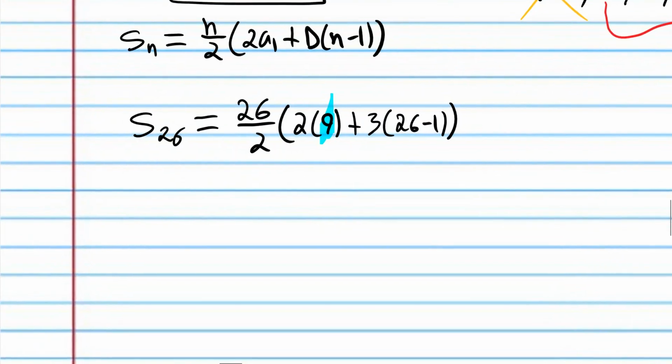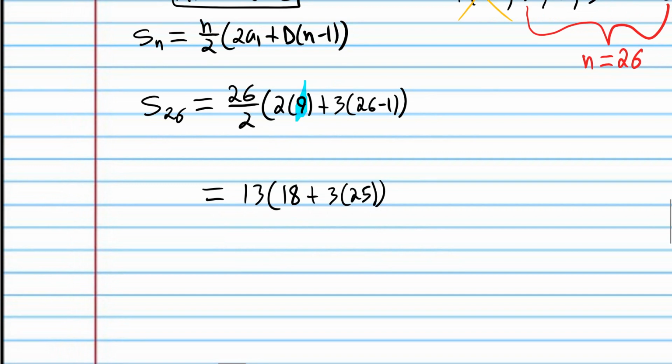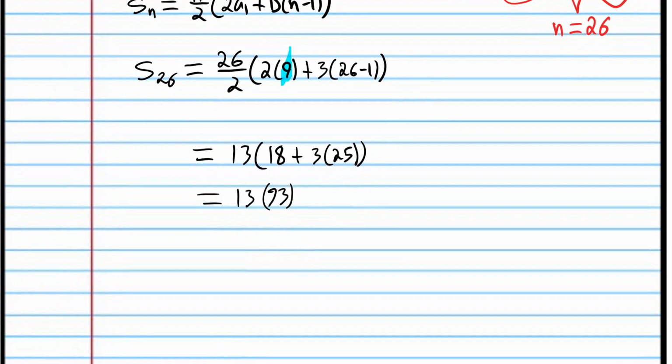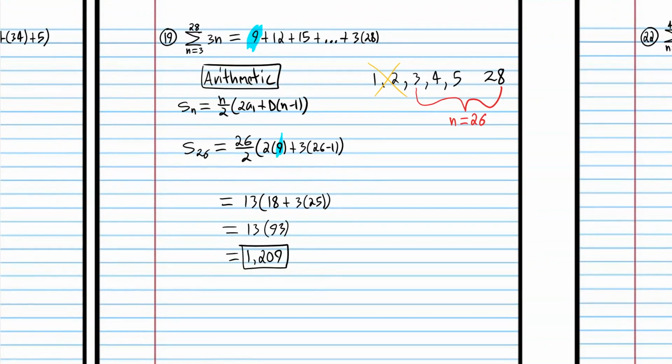So let's simplify. We have 13 times 18 plus 3 times 25, and so that's 75 plus 18, which is 93. You don't have to show every single one of these steps. You do have to show the formula you're using, but I'm showing a lot more steps than is really necessary when it comes to the arithmetic and algebra, just because I want students to see exactly what is happening in these formulas. So 1,209.